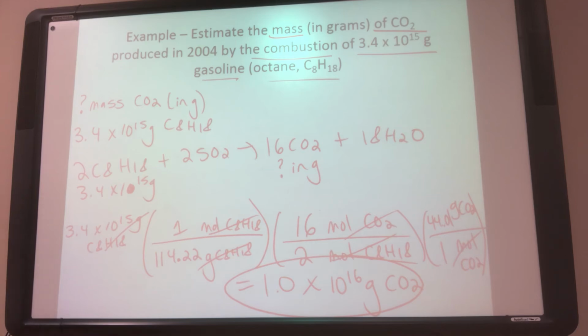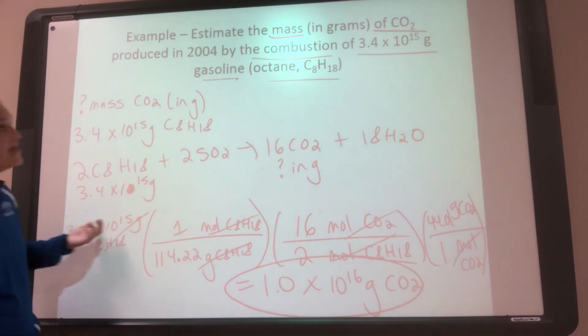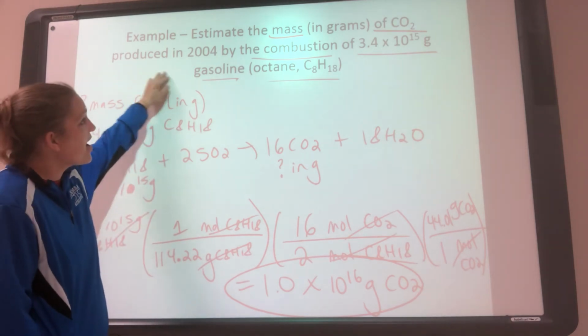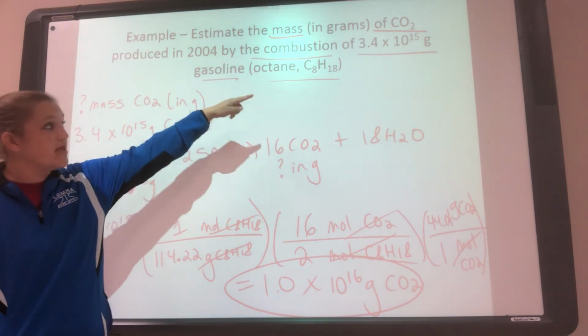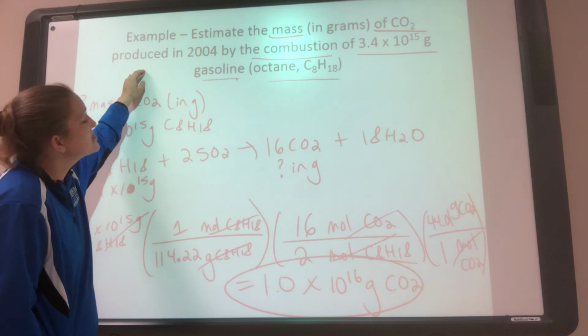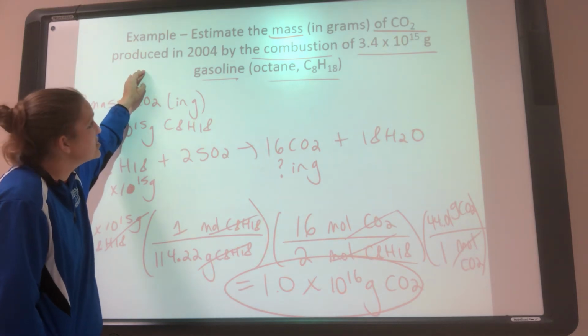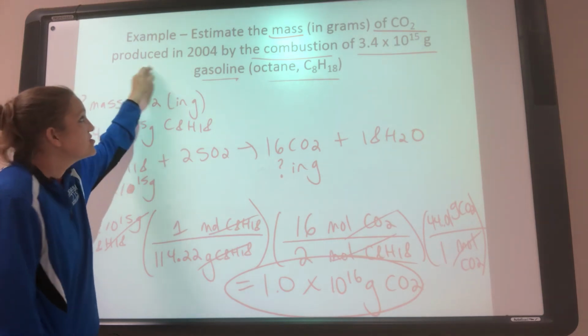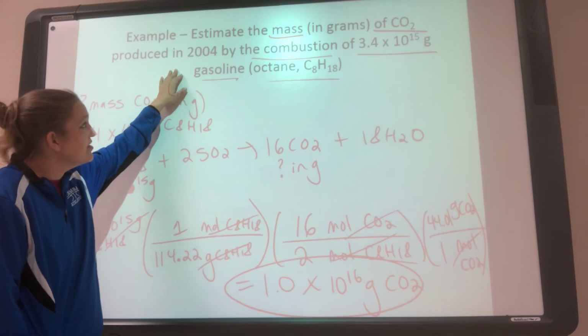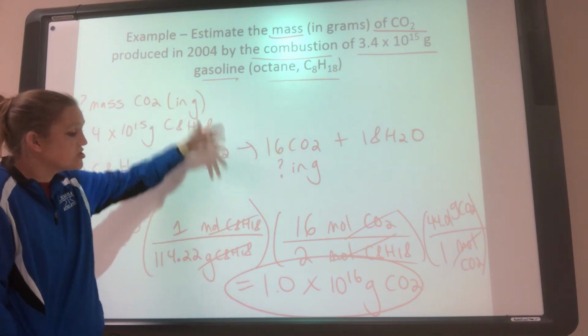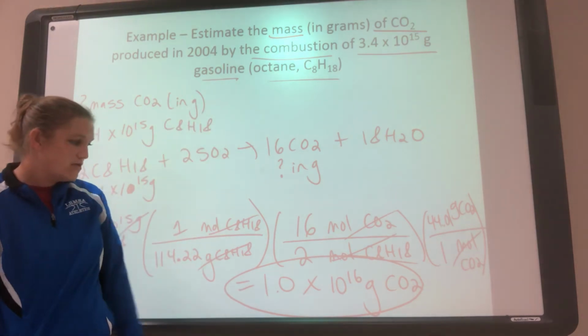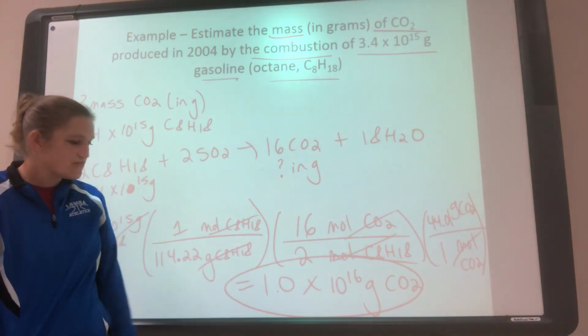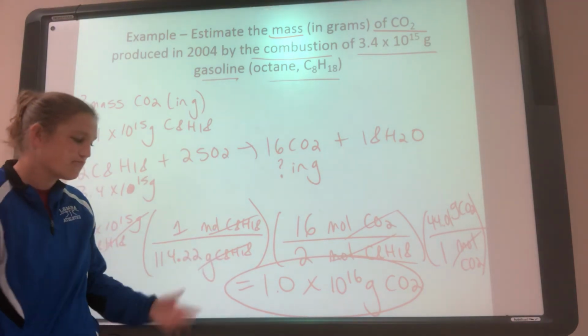Now you might be asking yourself, is that a lot? Well, let's think about what it's saying. It's saying that I have some gasoline, a good bit of gasoline, and this is how much CO2 was produced in 2004. So this is how much gasoline was used up in 2004 and how much CO2. So it should be a lot of CO2, because remember that's the whole issue with cars, is we release too much CO2 in the environment.